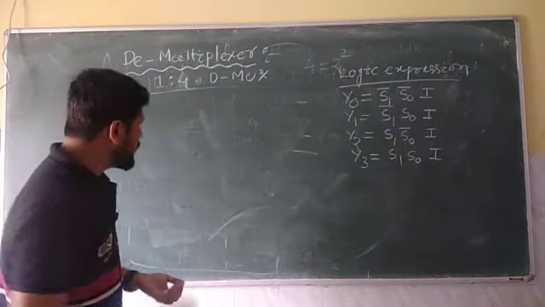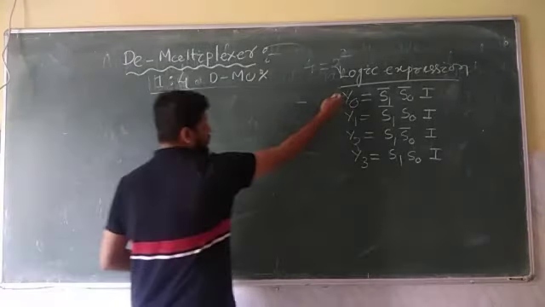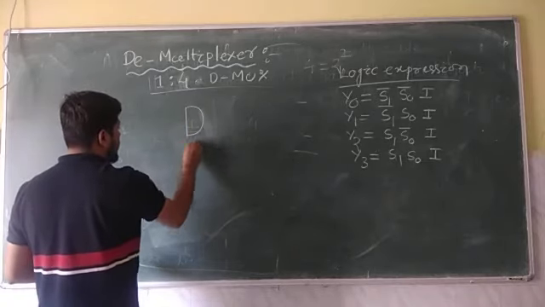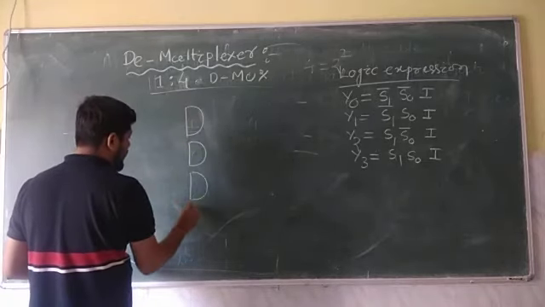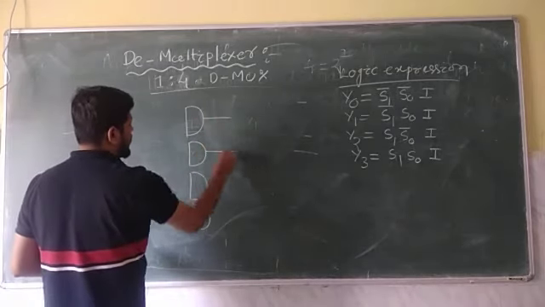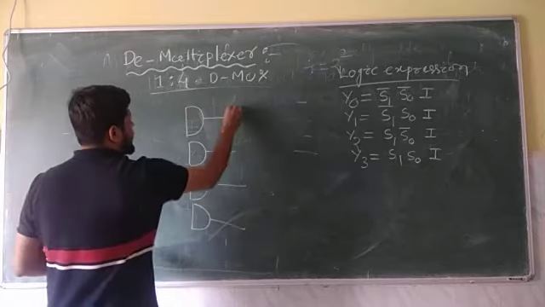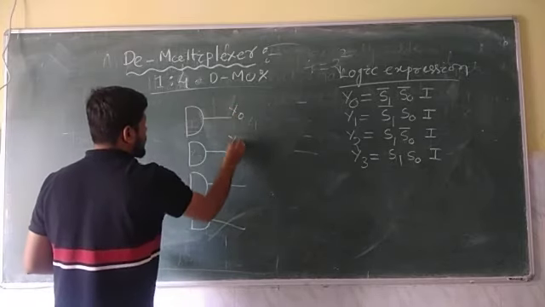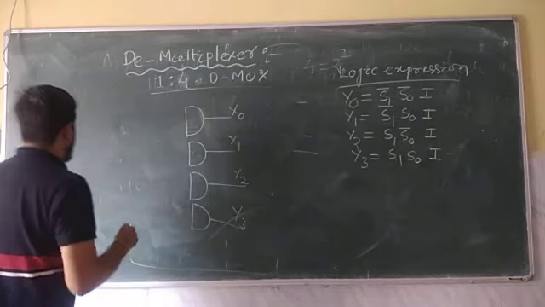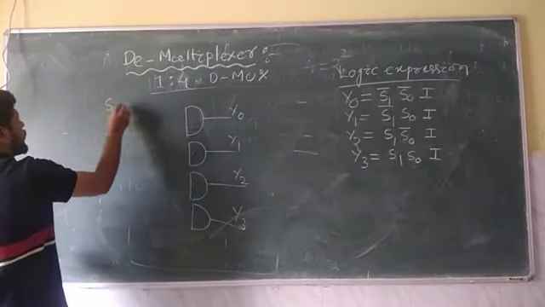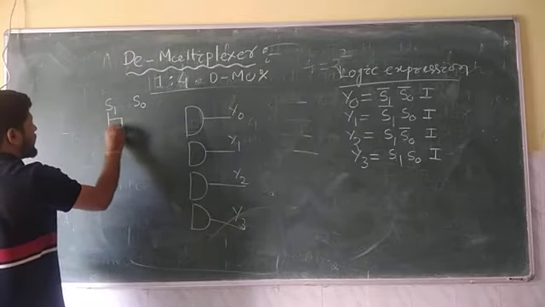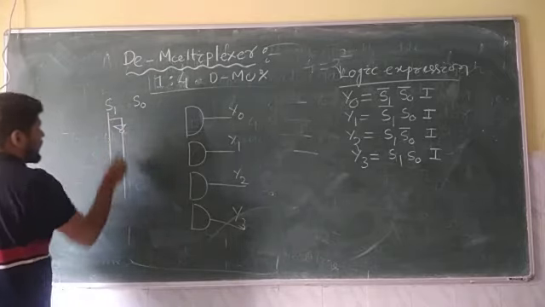So we need 4 AND gates because we have 4 outputs. So we need 4 AND gates, 1, 2, 3 and 4. This AND gate corresponds to Y0, this is Y1, this is Y2 and this is Y3. And we need to draw 2 selection lines as well as their complements. This is your NOT gate.